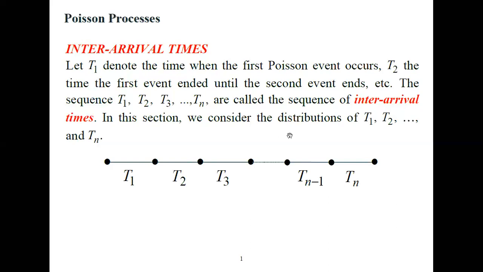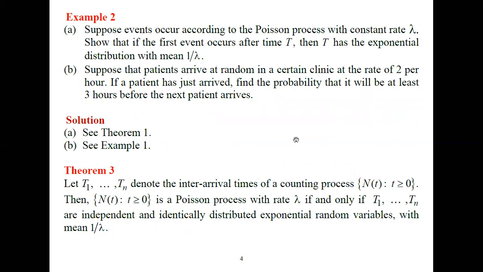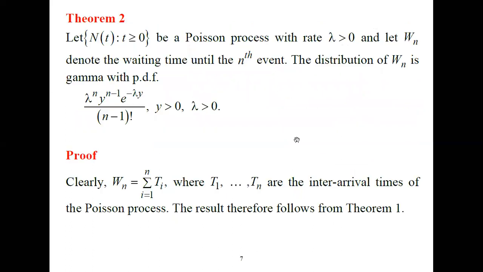Have you seen it? So if the inter-arrival time has exponential distribution, then the waiting time will have the gamma distribution. Last semester I taught you that the sum of independent exponential random variables is gamma distributed. So if the inter-arrival time is exponential, the waiting time, being the sum of independent exponential random variables, will have the gamma distribution with PDF given by this. So that's the short proof over here. It's just the sum of n independent exponential distributions, and that will give you the gamma distribution.